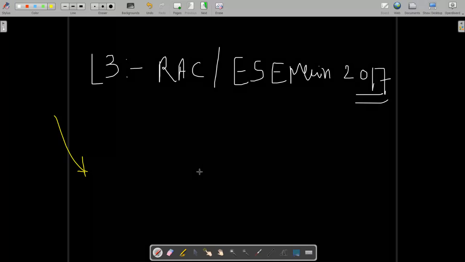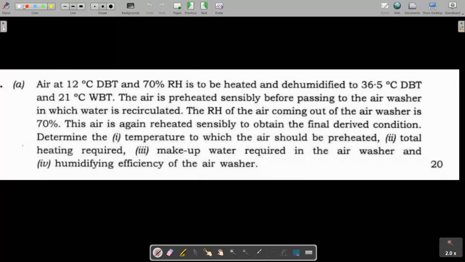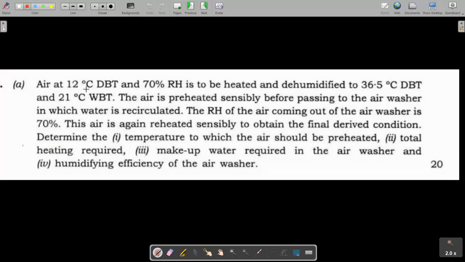Okay, so let's start. Today's question is: air at 20 degrees Celsius DBT and 70% relative humidity. That means this is the initial condition given to us. Initially air is at this state and it is to be heated and dehumidified to 36.5 degrees Celsius dry bulb temperature and 21 degrees Celsius wet bulb temperature. So this is our final required condition.